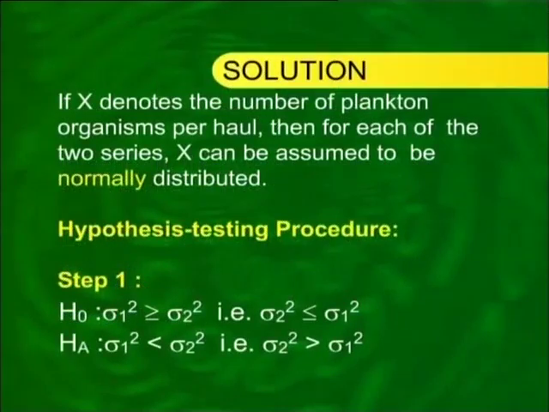In order to solve this problem, the first thing to note is that if X denotes the number of plankton organisms per hole, then for each of the two series, X can be assumed to be normally distributed. Now, the hypothesis testing procedure is exactly the same as before.